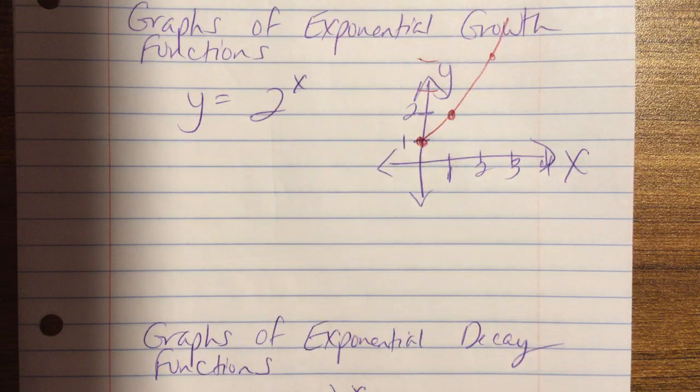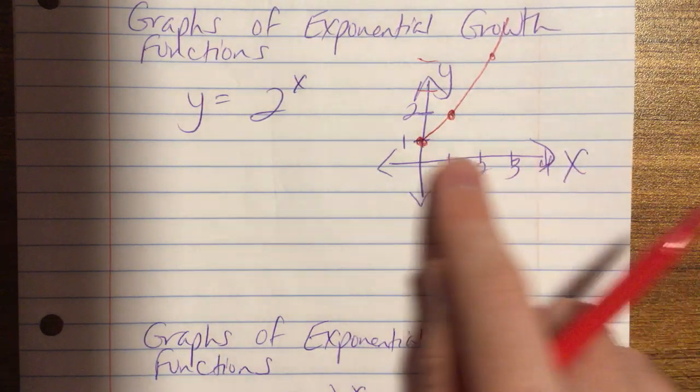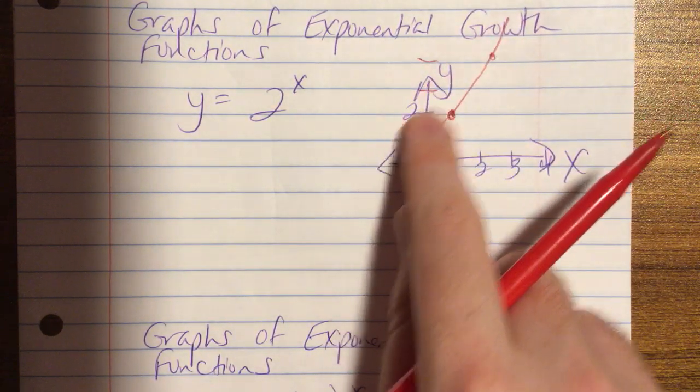It's not a straight line because it's not linear growth, it's exponential growth. Yes, your x values are steadily increasing, but your y output values are rapidly increasing.